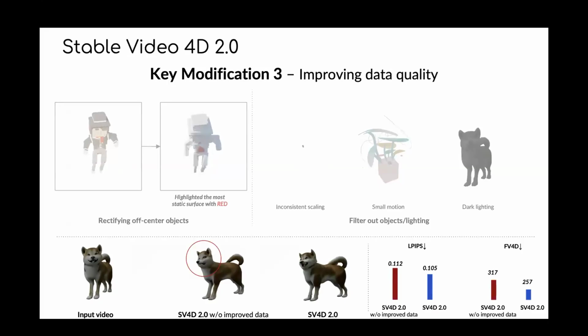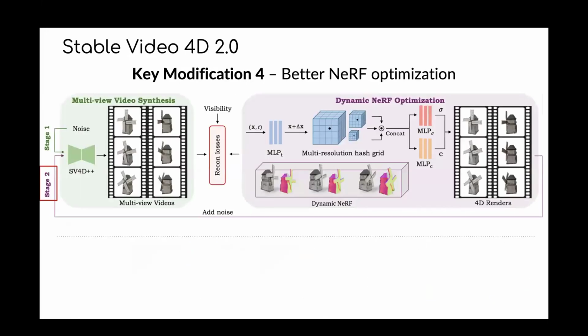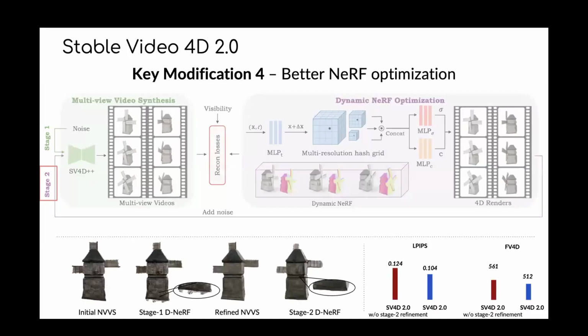And the last improvement compared to SV4D is that we also have a better NeRF optimization on top. Given these multi-view videos from SV4D 2.0, we still need to optimize an explicit dynamic NeRF to create these explicit 4D assets. I won't go into all the NeRF details in the interest of time. Please check the paper. With this two-stage NeRF optimization, we also get better 4D models than our previous works.